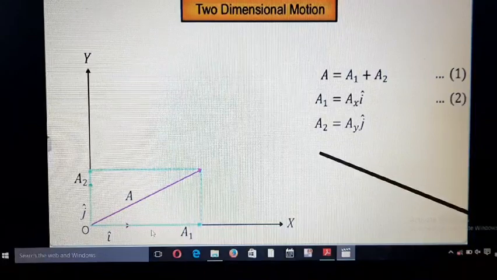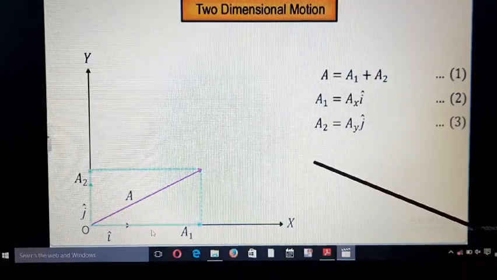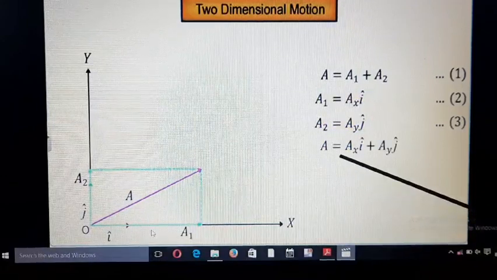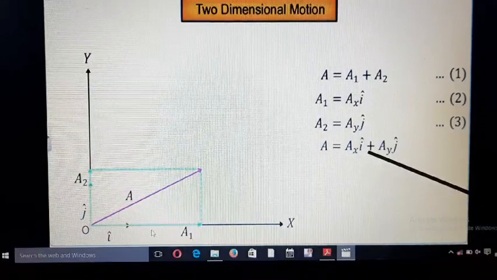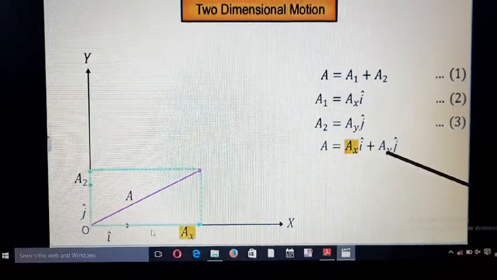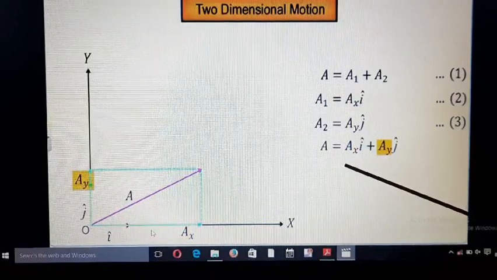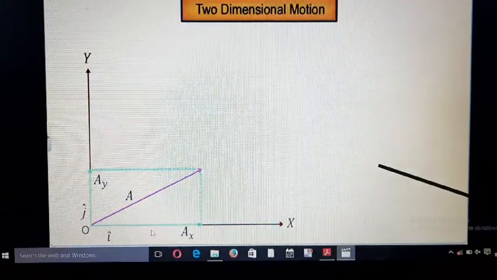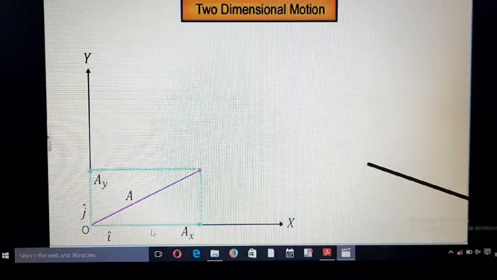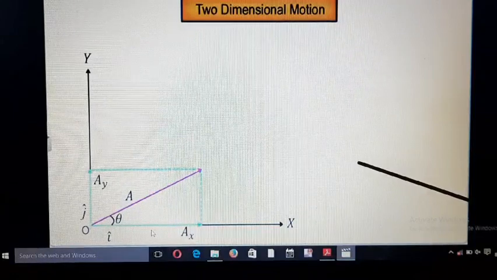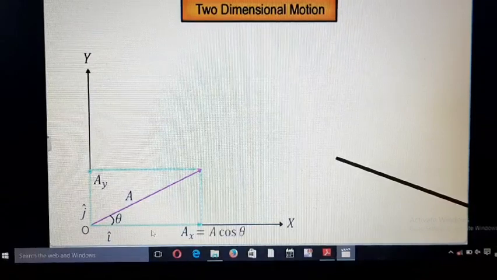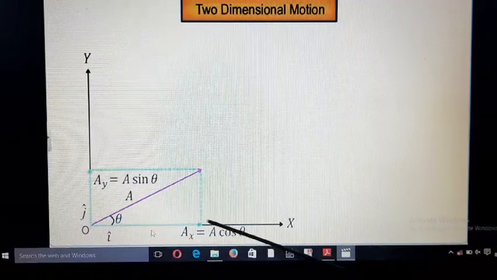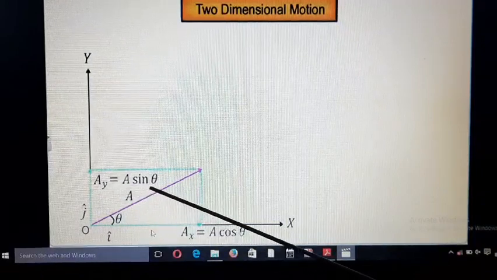Okay, so friends, here now we want to find out the magnitude of vector A. A is equal to, we can write down, A1 plus A2, meaning Ax i caret plus Ay j caret. Here Ax is the x component of the vector A and Ay is the y component of vector A. Friends, suppose now we want to find out its magnitude. So first of all, we find out Ax is equal to A cos theta, and we can write down here Ay is equal to A sin theta.